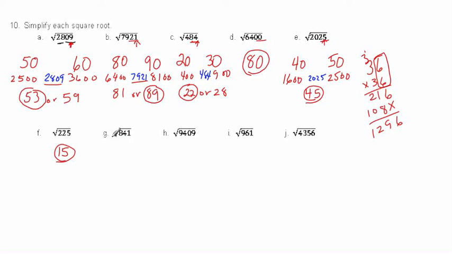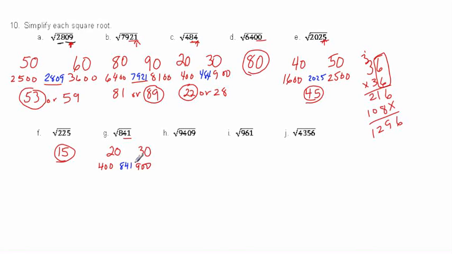Okay, 841. Well, take off the last 2 digits. Look at the 8. What times what is less than 8? Well, that would be 2, because 2 times 2 is 4. What times what is more than 8? Well, that would be 3, because that's 9. Okay, we know that we're going to add a 0 here, because 20 squared is 400, and 30 squared is 900, and 841 falls between there.